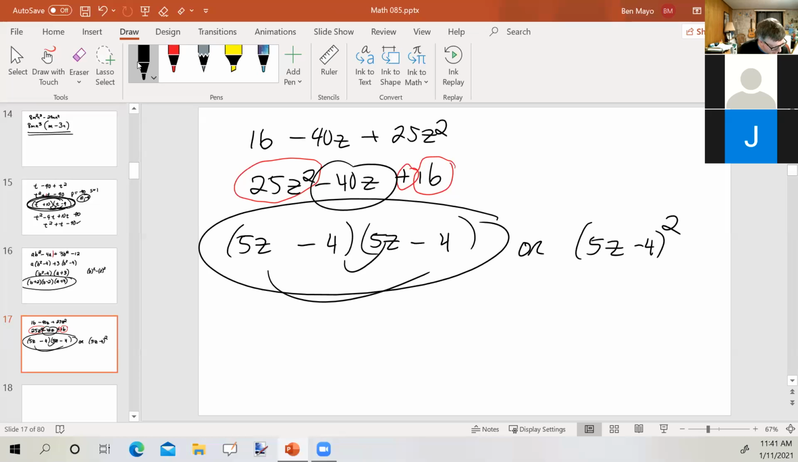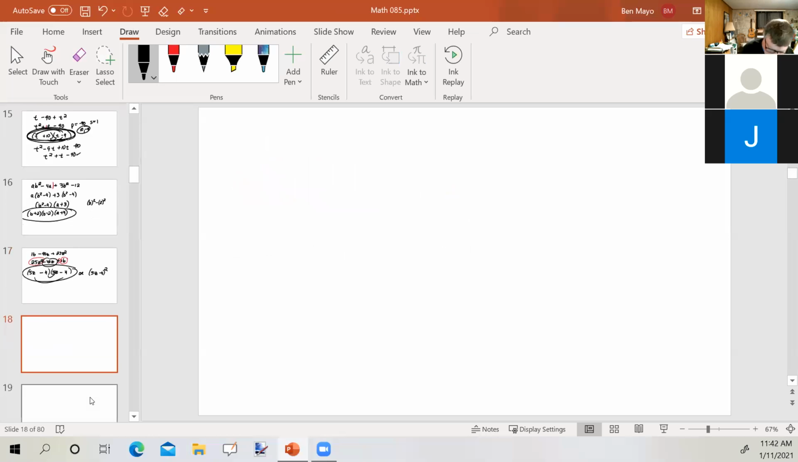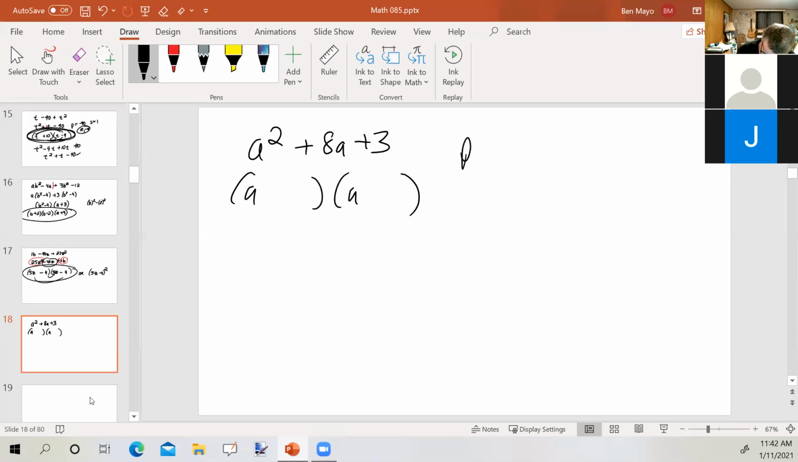Okay, let's see here. How about this one? a squared plus 8a plus 3. This is a trinomial. It's in standard form. There's no greatest common factor. It has a leading coefficient of 1. It's not a perfect square, but since it has a leading coefficient of 1, it would break apart like that. The product would be 3, the sum would be 8.